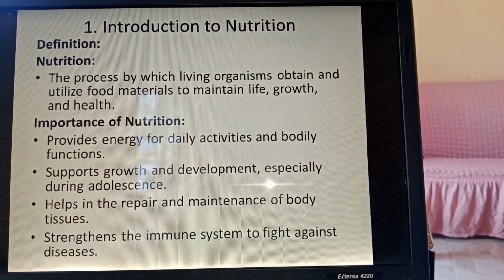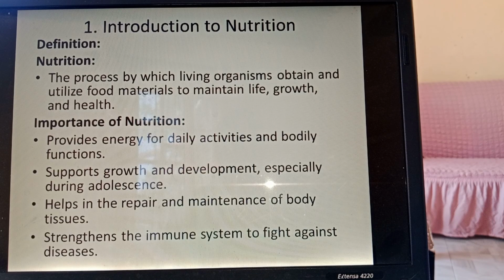Introduction to nutrition, and the definition is that nutrition is the process by which living organisms obtain and utilize food materials to maintain life, growth, and health.